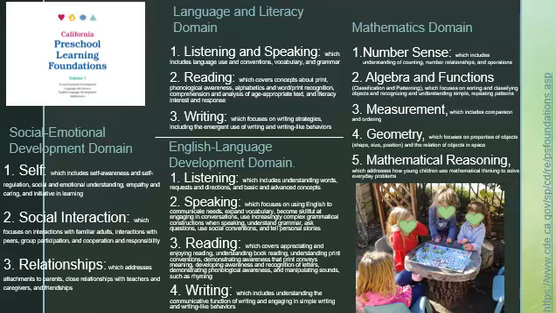In the first Preschool Learning Foundation, Volume 1, there are 4 different domains. There is the Social Emotional Development domain, represented by the heart. This consists of concepts that promote the student's sense of self, their ability to interact socially, and form healthy relationships with their peers and teachers.